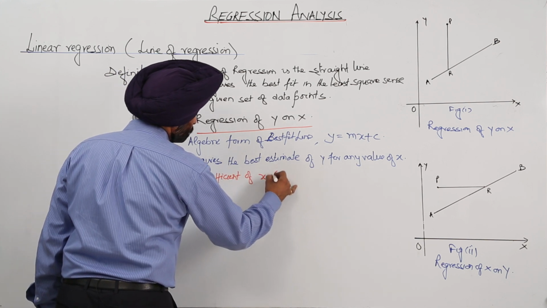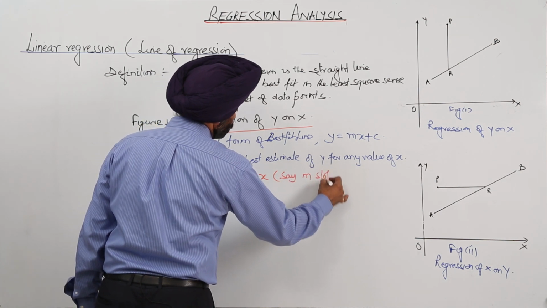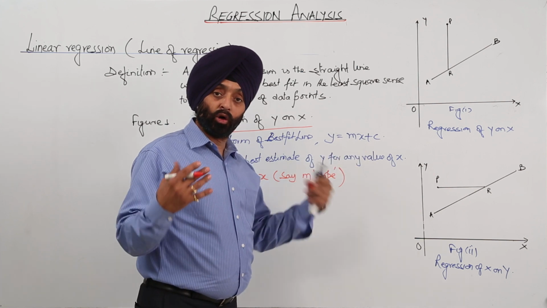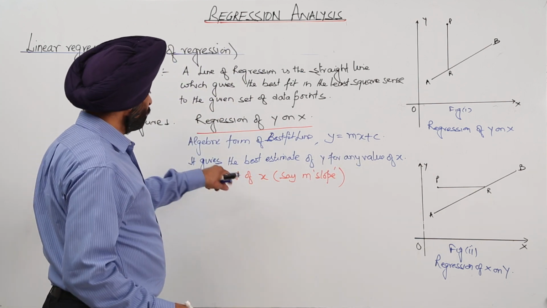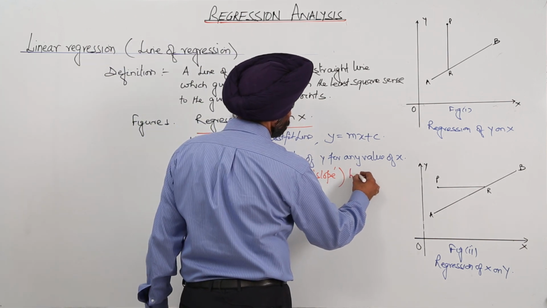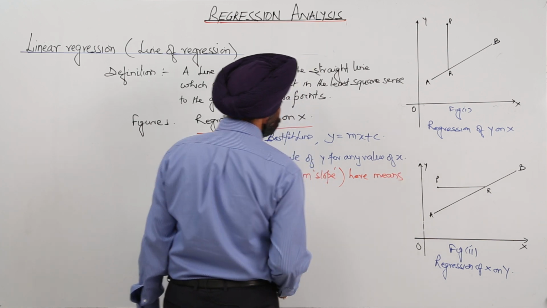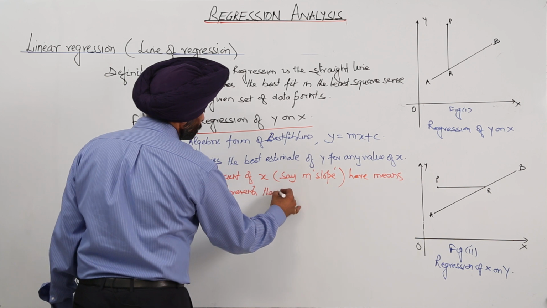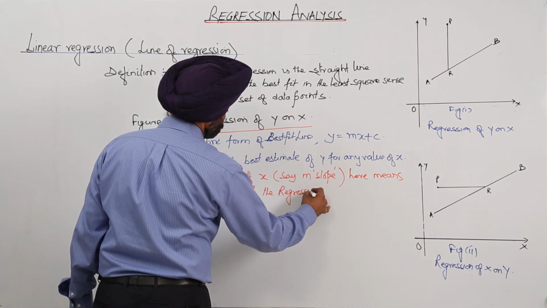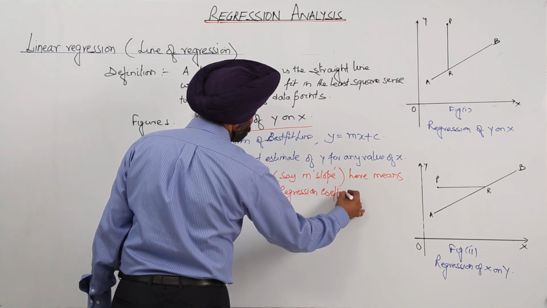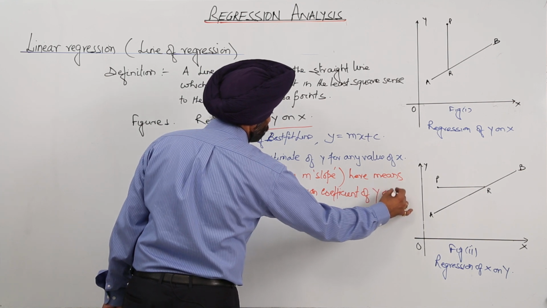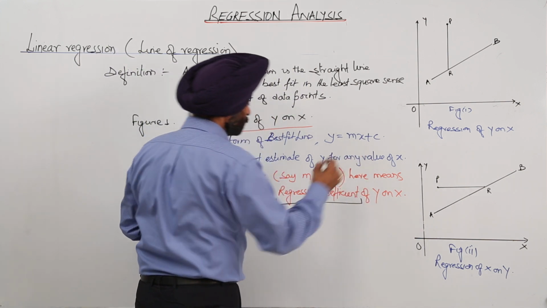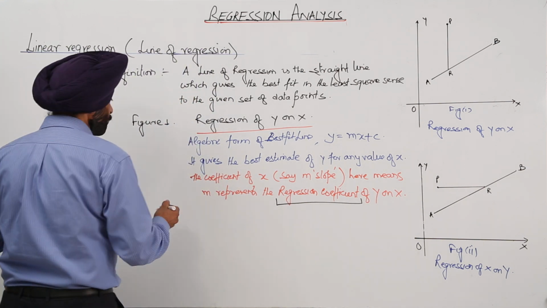Now the coefficient of x, what is it? Say m, which is the slope. The coefficient of x for the independent variable is the slope. Now what slope is, I just want to tell you. The coefficient of x, say m, which is the slope, here means m represents the regression coefficient of y on x. So we are having a term, the regression coefficient, and that is the slope.